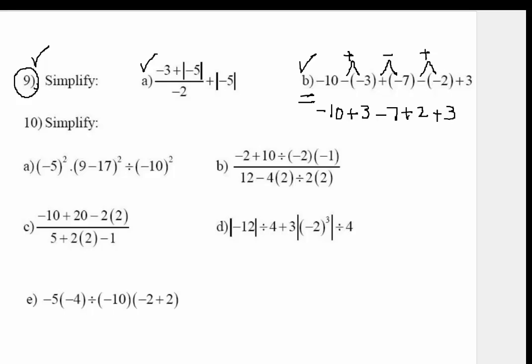Let's go back and see who is next. Well, we go to number 10 now. Number 10 for part A. Let's take a look at that. We have a few more minutes left. Here we have minus 5 squared times 9 minus 17 squared divided by minus 10 squared.